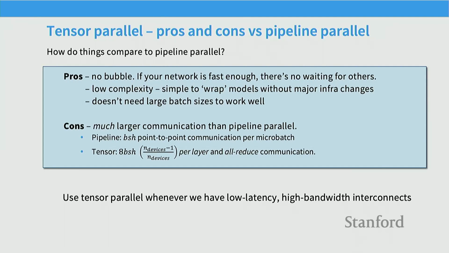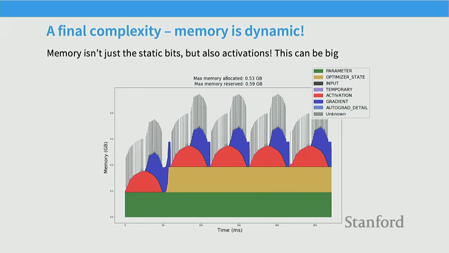Great. Okay. Excellent. So then we've been talking about memory, and memory is in some sense a very important part of parallelization because we're going to be training big models. And so when you look at your memory, you realize that actually activations are a really big part of your memory usage.